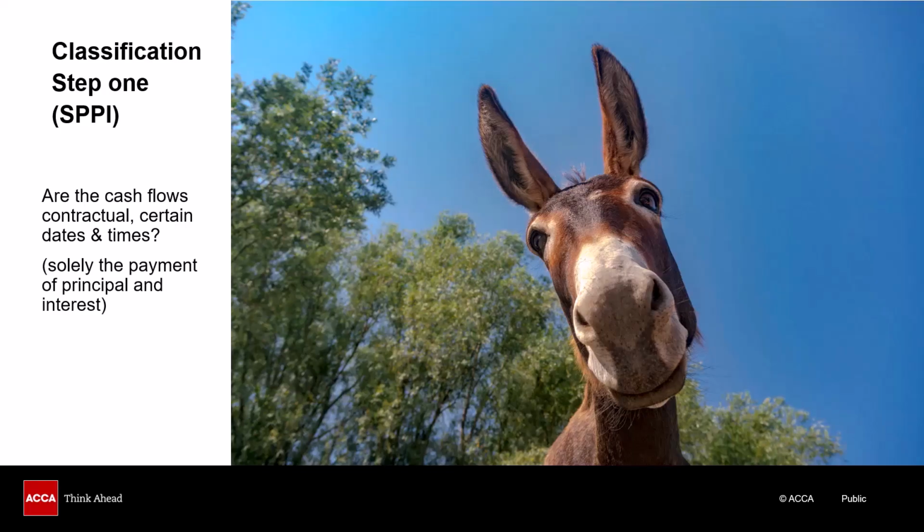So we do the cash flow test. It's the first thing we do when we've got a financial asset. Are the cash flows we're going to get fixed, certain, regular? Do they represent compensation for the time value of money? Do they represent compensation for the risk? Are we going to get our money back?